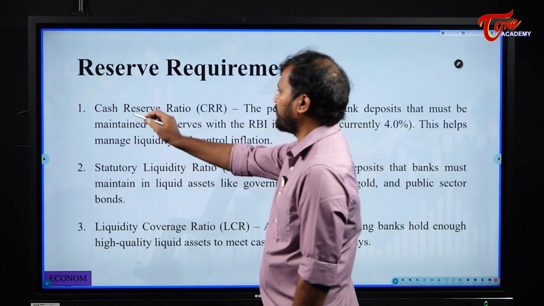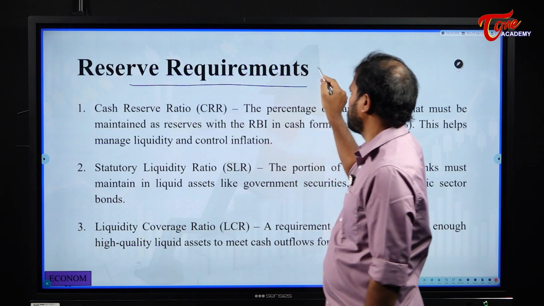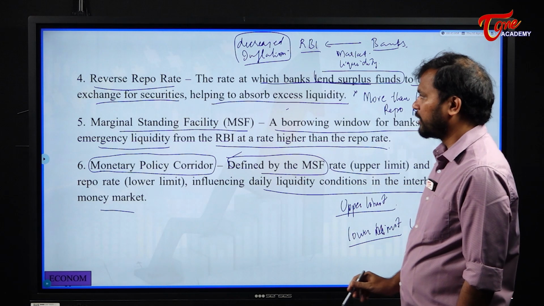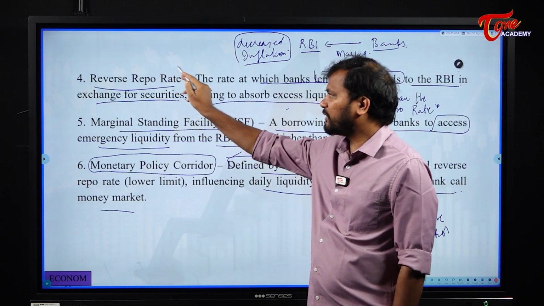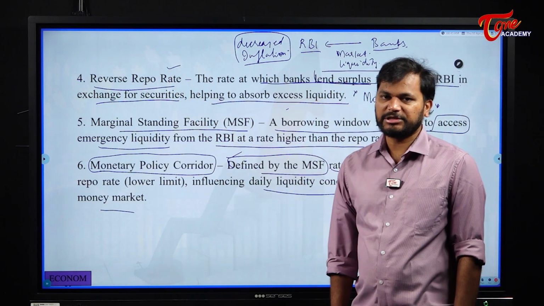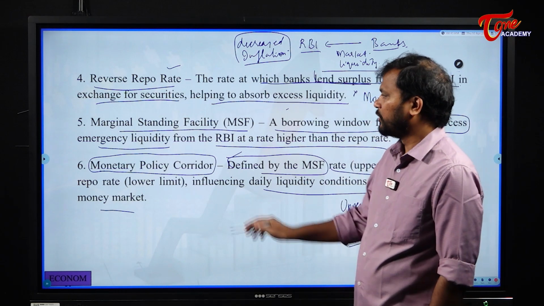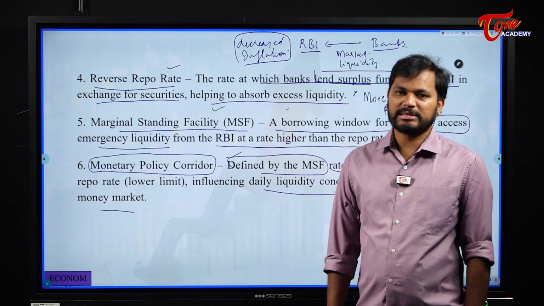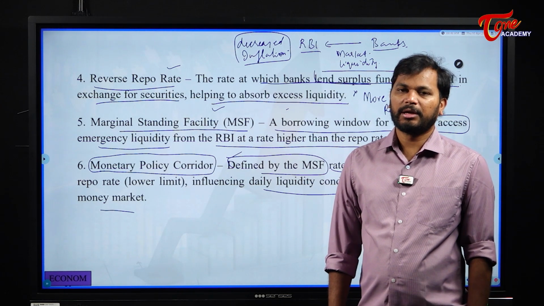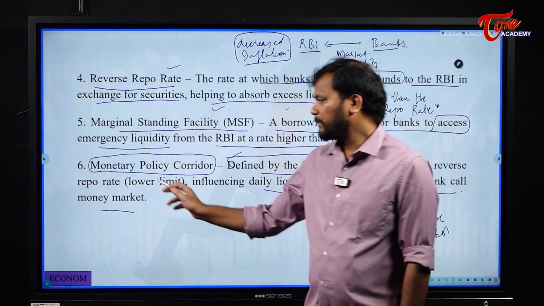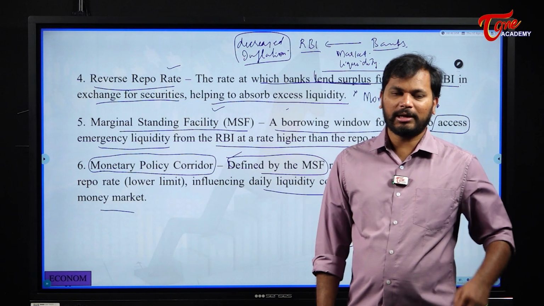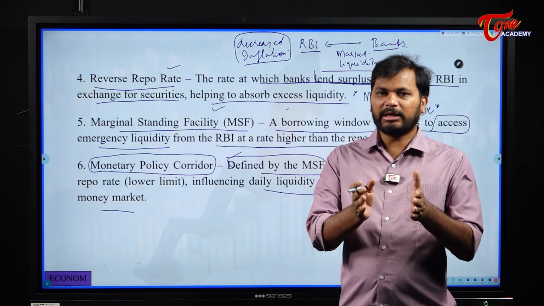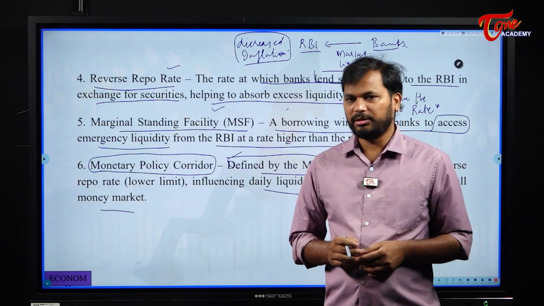Now, reserve requirements. This is very important. See, in the previous slide, the question can be asked how the reverse repo rate will influence the inflation. Point number one. Point number two, what exactly is the marginal standing facility? How is the marginal standing facility different from the repo rate? And the monetary policy corridor, what is the range that is taken for calculation of the monetary policy corridor? Clear? Next.